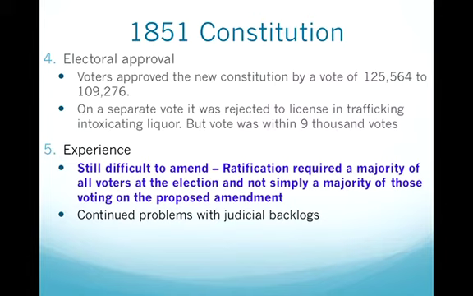Ratification required a majority of all voters at the election and not simply a majority of those voting on the proposed amendment. So that's kind of splitting hairs there. But if, for instance, a bunch of people voted in an election but they didn't vote for everything on their ballot, an amendment needed a majority of all the voters in that election, not just the ones that voted for the amendment or against it.